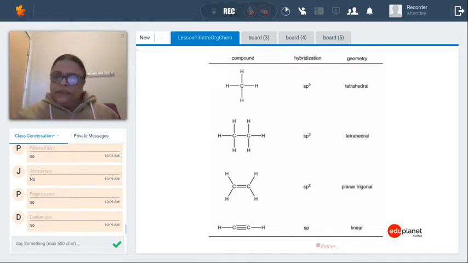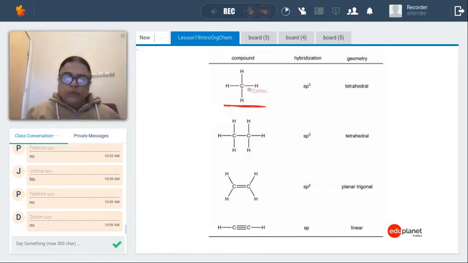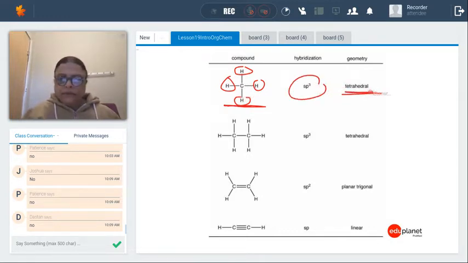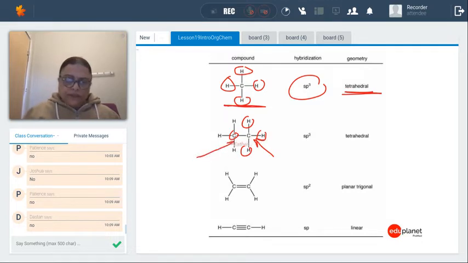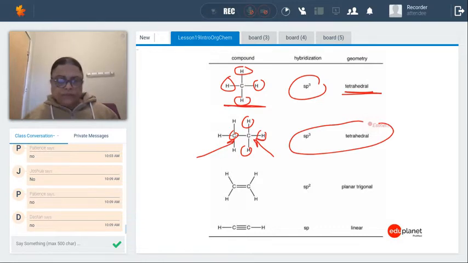Okay, you see here, sp3 carbon, 4 partners. Partner number 1, number 2, number 3, number 4. sp3, this carbon is tetrahedral. This is also sp3, 4 partners. 1, 2, 3, 4. This is sp3. Also, this guy here is sp3 carbon, tetrahedral.